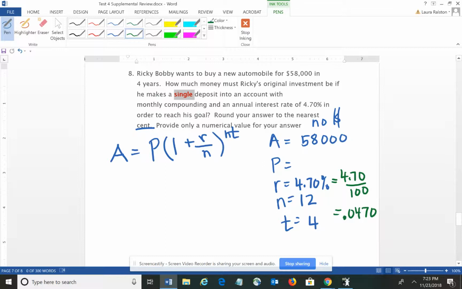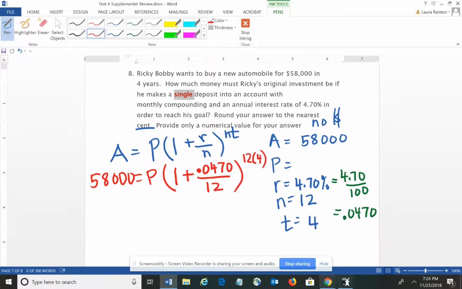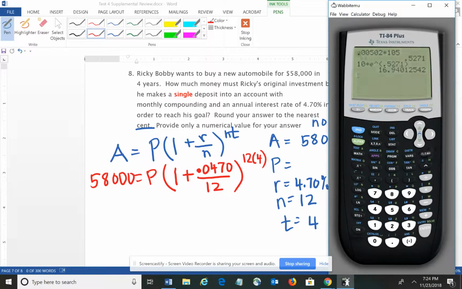0.0470. So what I'm looking for here is actually the principal. I'm looking for P. But again, it becomes a plug and chug problem. So I have 58,000 equals P times 1 plus 0.0470 divided by 12 raised to the 12 times 4 power. And at that point, I'm definitely going to get out my calculator. Remember to follow order of operations, so we're going to do the division inside the parentheses first.